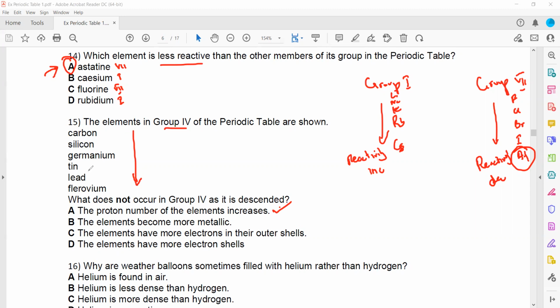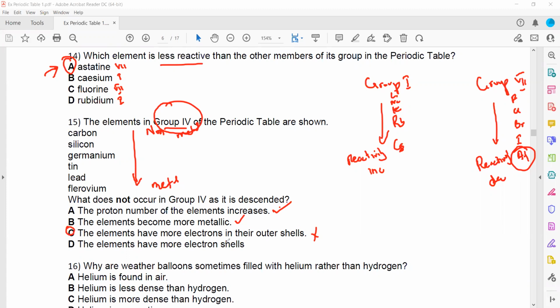Carbon and silicon are less metallic, or like metalloids. Carbon is a non-metal, germanium and silicon are metalloids, and then tin and lead are metals. So at the top we have non-metal in this group and at the bottom we have metals. So it becomes more metallic as we go down, that's true. The elements have more electrons in the outer shell, that is wrong. Why? Because as I mentioned, they belong to group 4. If an element belongs to group 4, they all have 4 electrons in the outermost shell.